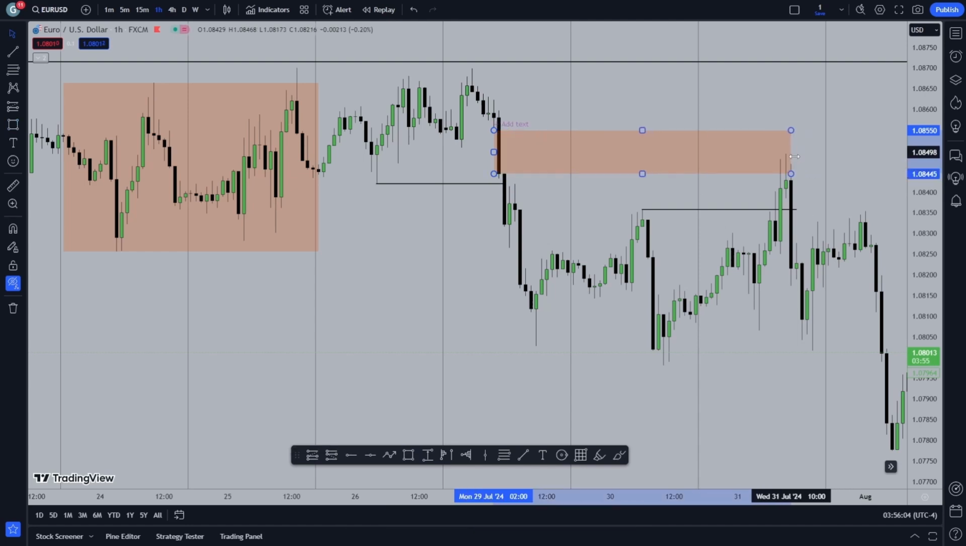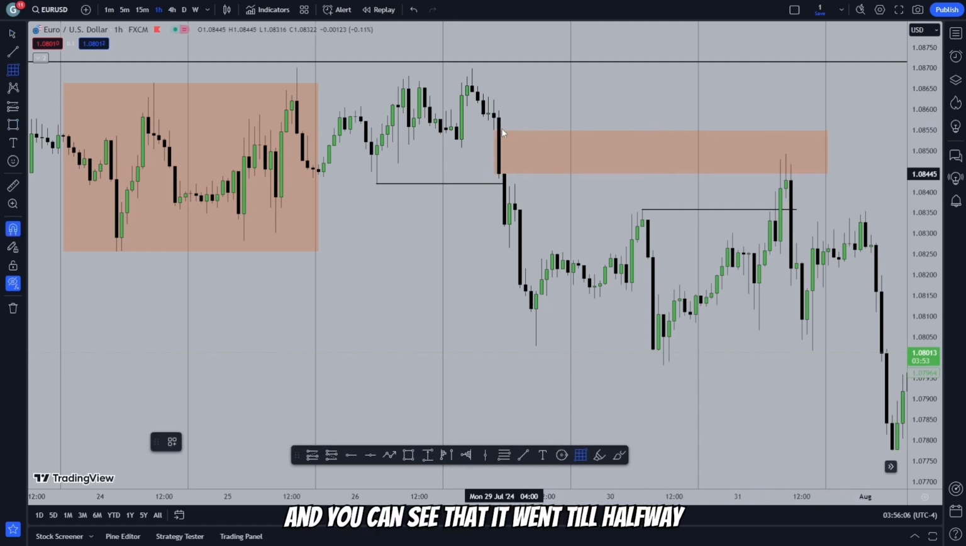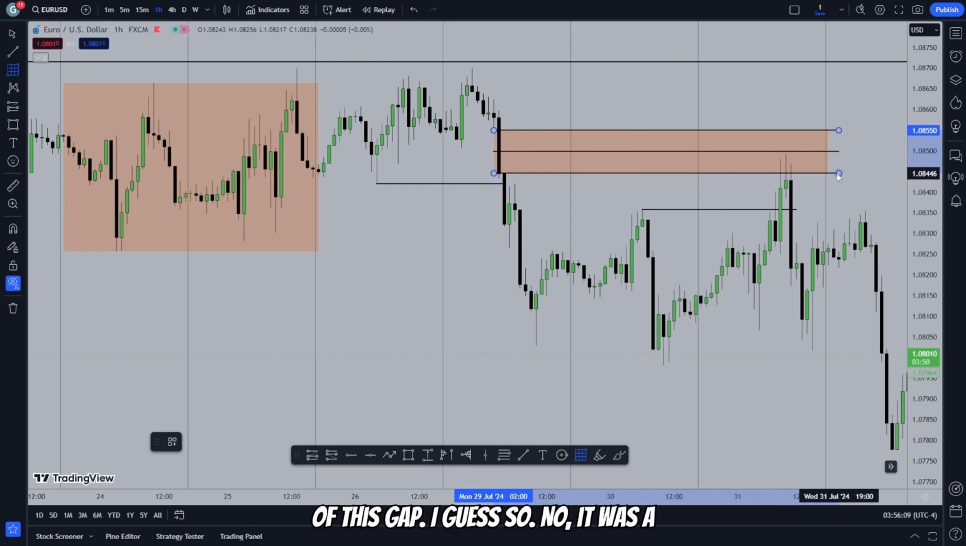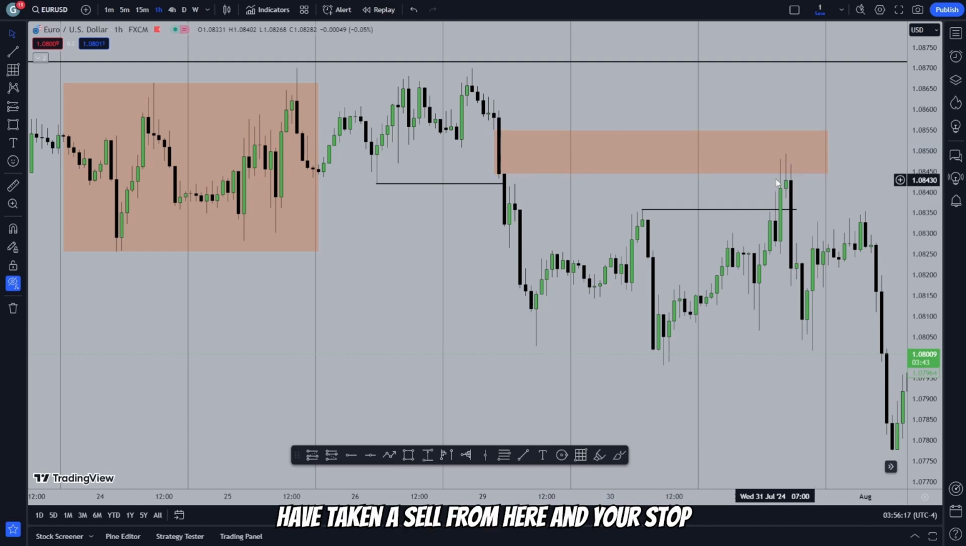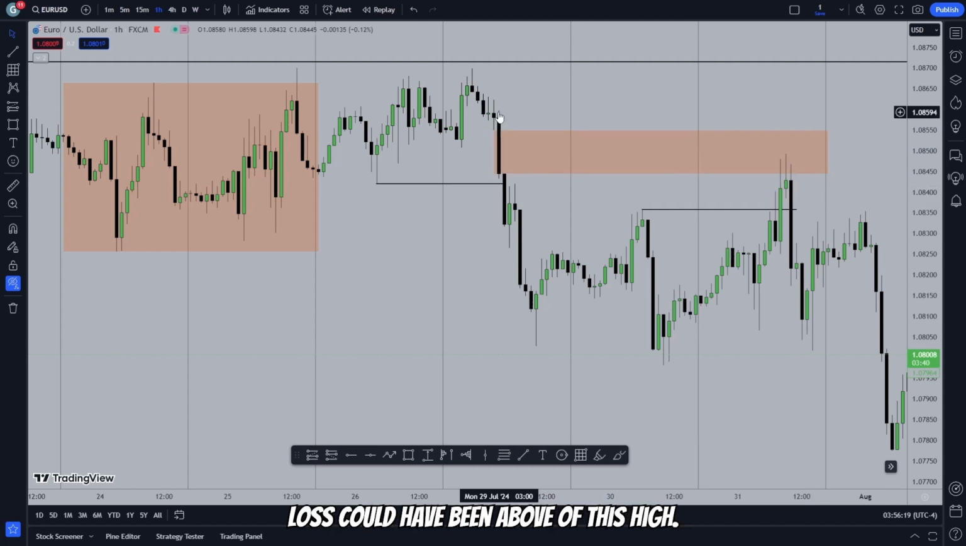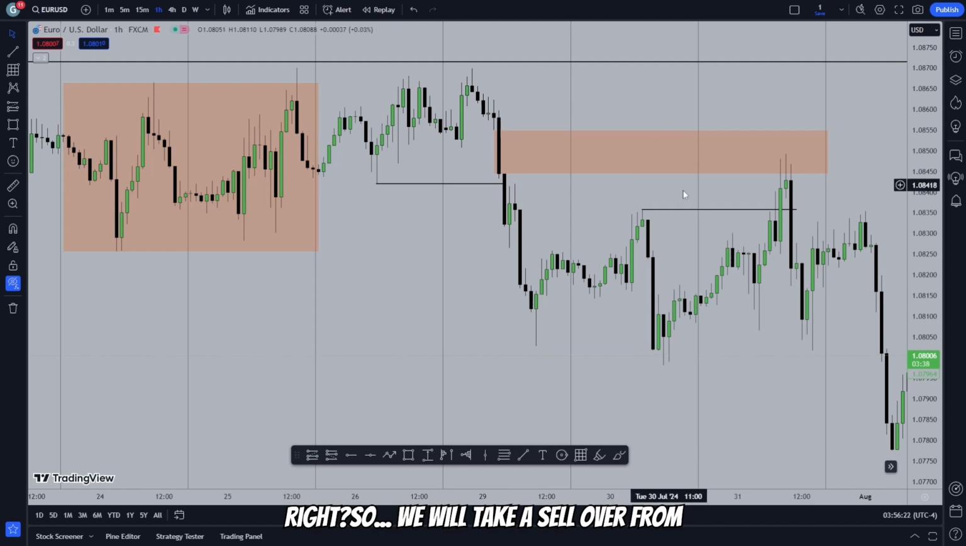You can see that it went till halfway of this gap, I guess. No, it was a little bit like this. It was about to tap that. So you can see that you could have taken a sell from here and your stop loss could have been above this high, right? So we will take a sell from here. Why? Because this is a buy side liquidity run, it's not a liquidity run.